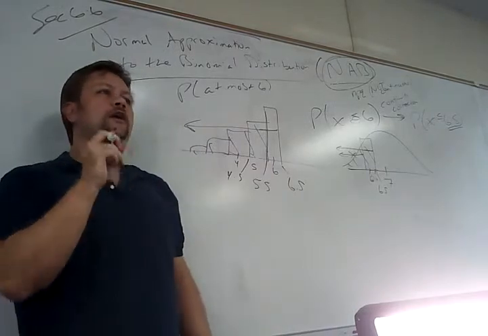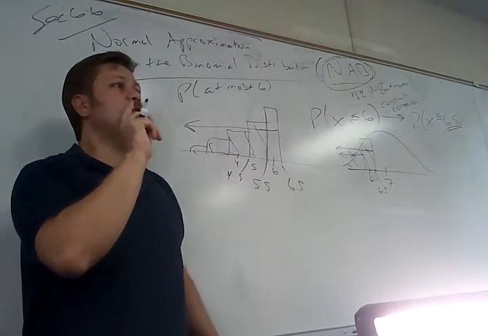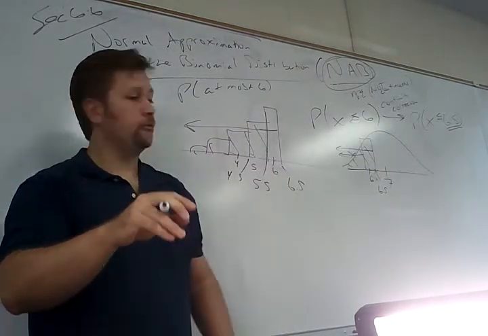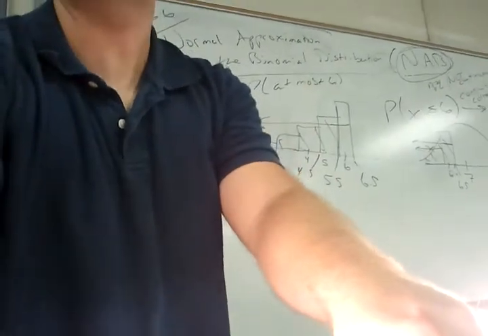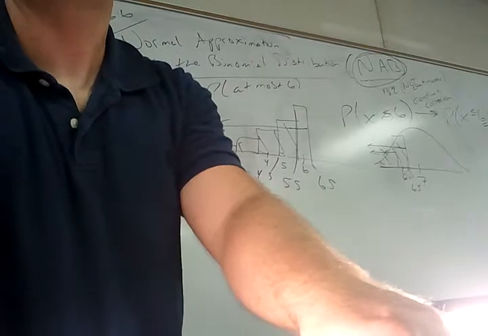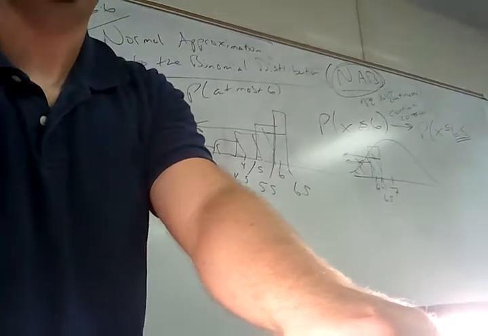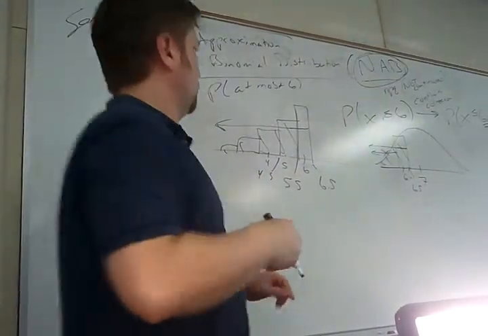That's how I figure out which way to go. If you don't do that correction, your answer is going to be way off from what it should be. Remember, we already know what the answer should be. The answer should be 0.3946. So let's see what we get here.